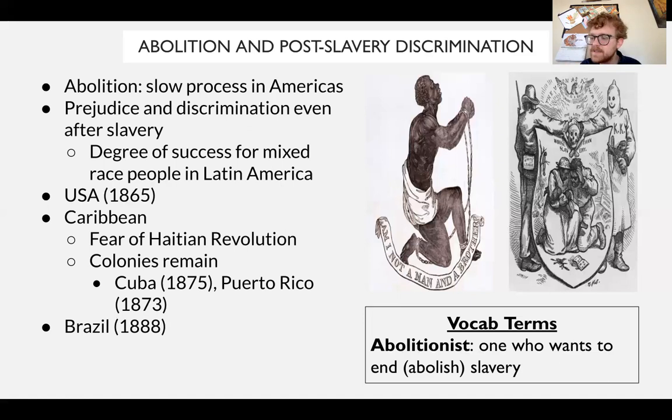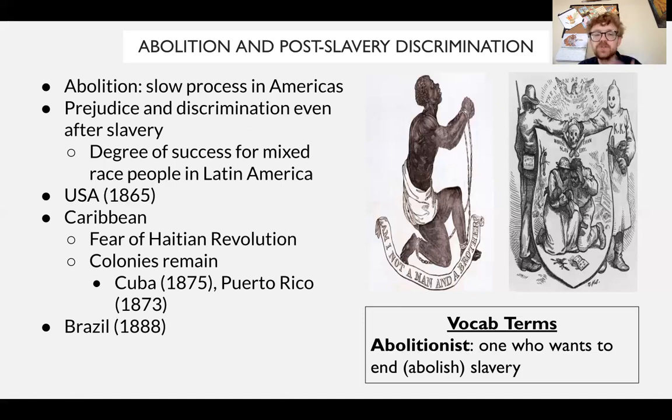But as I mentioned, there is a very slow process for equality, even after slavery is eliminated. We will see legalized and social discrimination against people of color, people of African descent. We will see movements among people of color to show that they are equal to white people and demand legal and political equality. We will see that in the United States with the eventual civil rights movement. We will see attempts to overturn racial stereotypes of people of African descent.